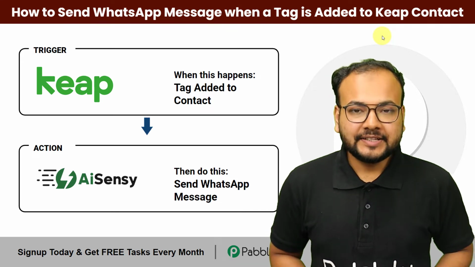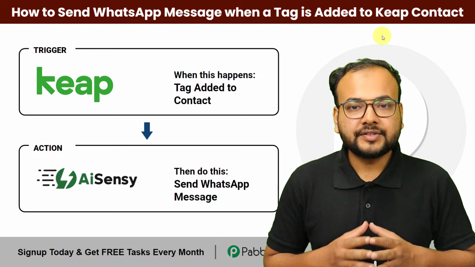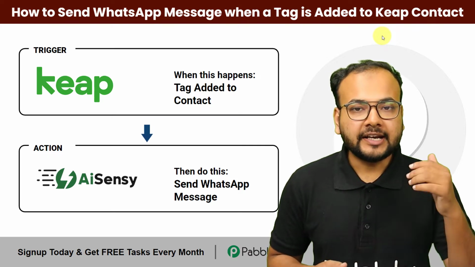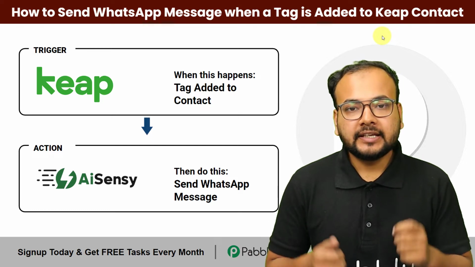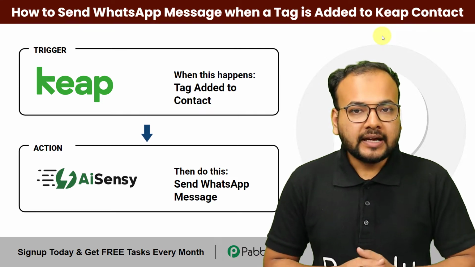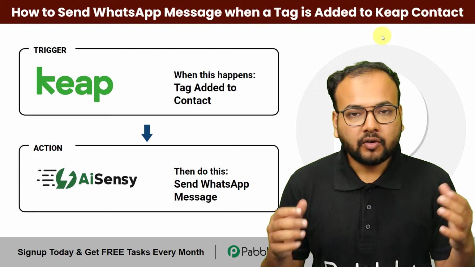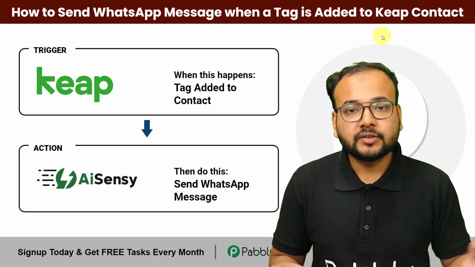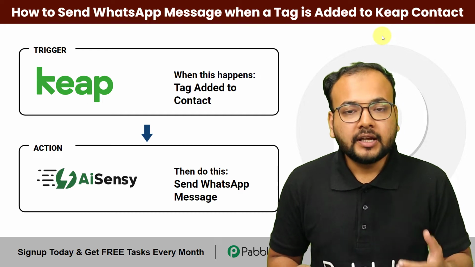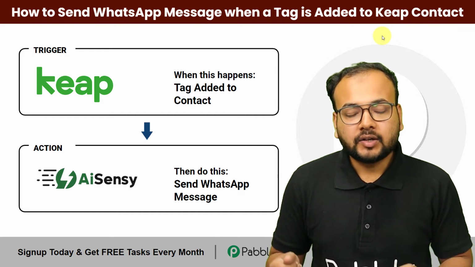Welcome back. In this video, you will learn how you can receive a WhatsApp notification automatically whenever someone adds a tag to your contact in Keap CRM application. Guys, let's say that you have a growing list of contacts in your CRM and you want to stay updated about the activities going on in your CRM tool. For example, adding a tag to a contact.